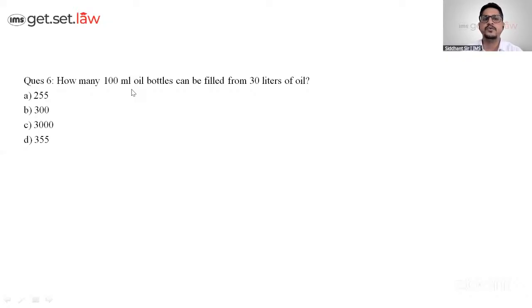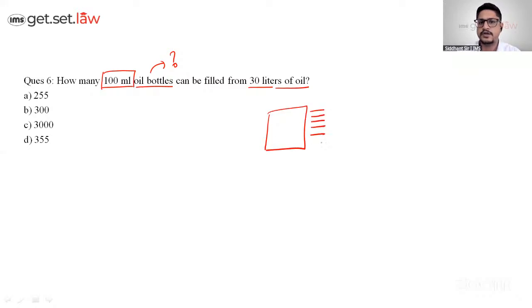Okay. Moving to question number 6. Now, this is the third last question. It says, how many 100 ml oil bottles can be filled from 30 liters of oil? So you need to identify the total bottle count. Total liters is 30 liters of oil, and I have bottles of 100 ml. So imagine there is a big container of 30 liters. This needs to be distributed into bottles of 100 ml.